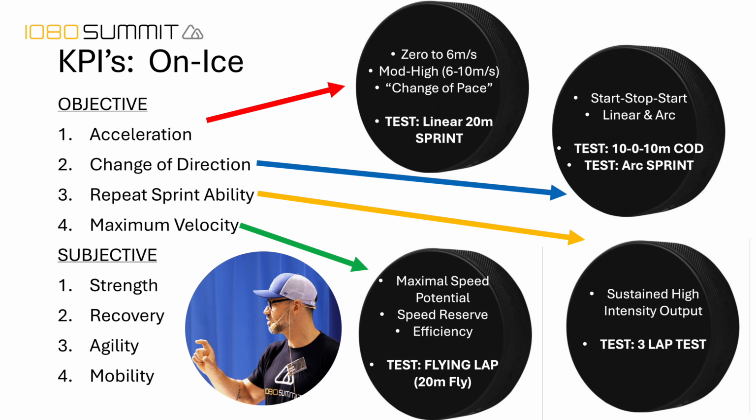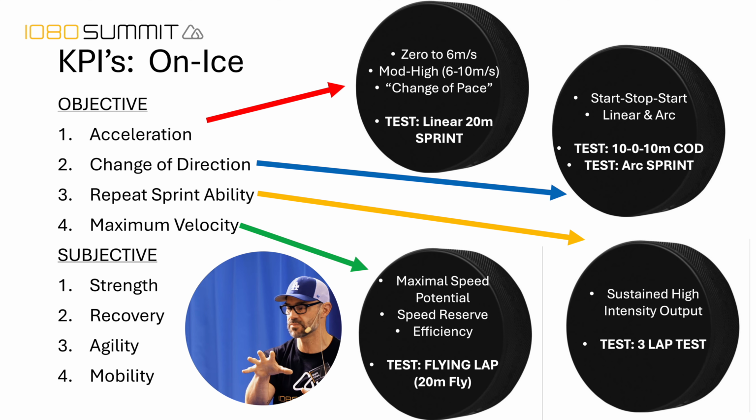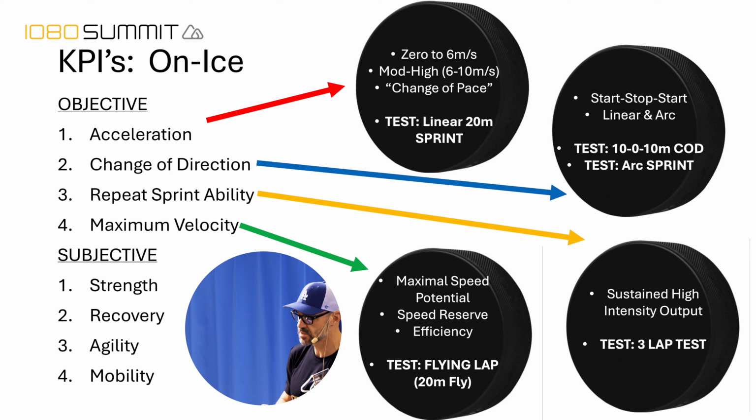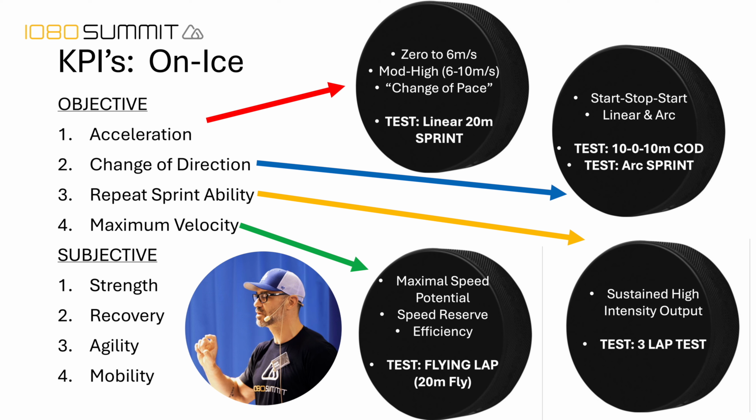How fast can you go from 6 to 10? We call that change of pace. You're cruising in the game, something opens up. Can you accelerate on the fly? The test for that for us is a linear 20-meter sprint. We've played with 20, we've played with 30. We feel that 20 is appropriate enough. We're not achieving max speed in 30 either, and I'll talk about that in a second. But for us, we're really focused on 0 to 20 meters, and we can get a lot of information about their acceleration abilities from that test. Change of direction, obviously that's stop, start, or stop, start, stop, start. You guys got me?